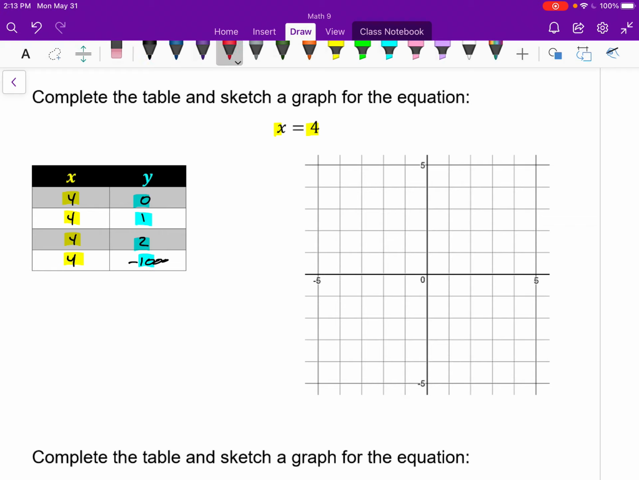Well, if I plot these points, I have (4, 0) for one: 4 on the x, 0 on the y. Then I have (4, 1). I have (4, 2). And I have (4, negative 1,000), which is way down. But I can already see it is forming a line. It's forming a vertical line. And this vertical line is the graph of the equation x equals 4.